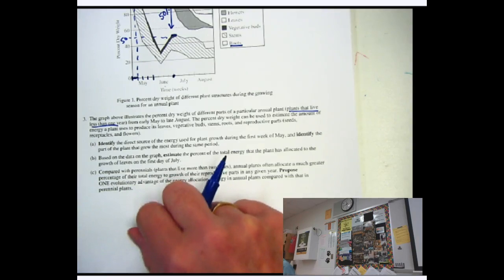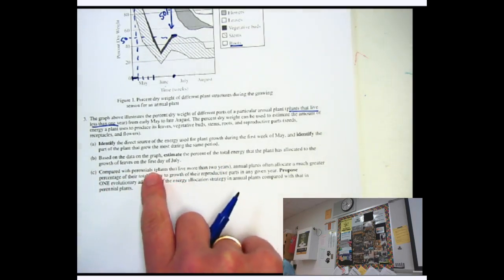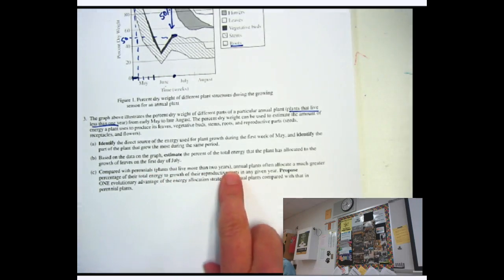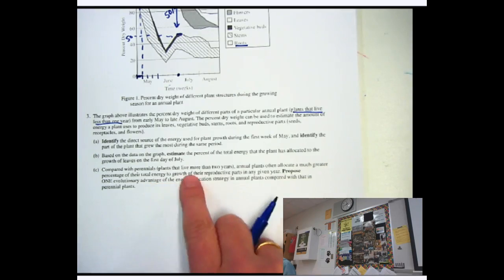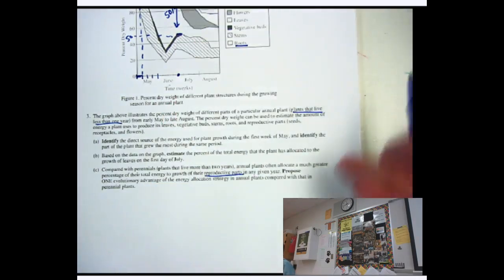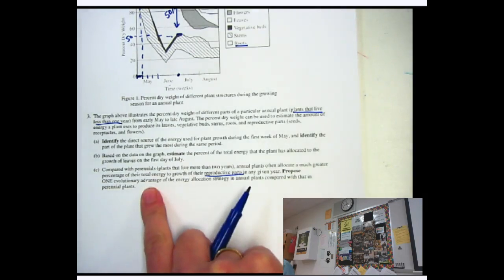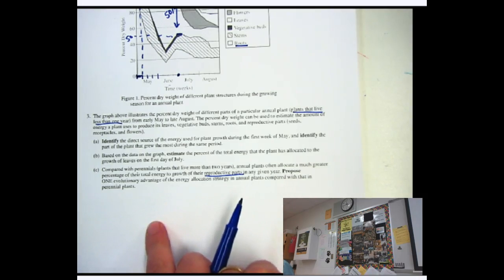Here's where we start to talk about natural selection. Compared with perennials, plants that live more than 2 years, annual plants often allocate a much greater percentage of their total energy to growth of reproductive parts in any year. Propose one evolutionary advantage of that energy allocation to annual plants compared to perennials. Ben?